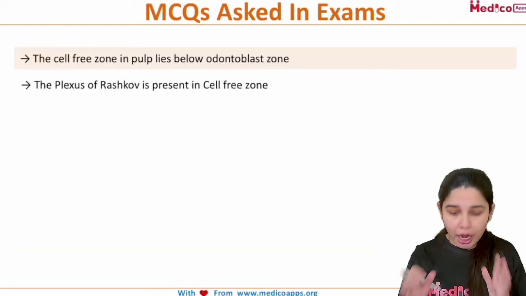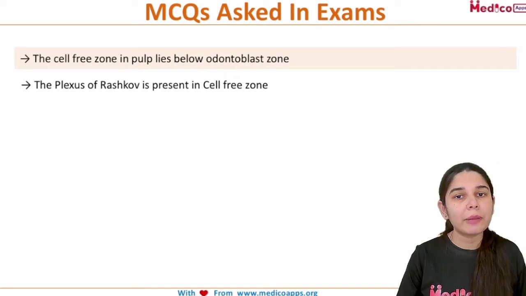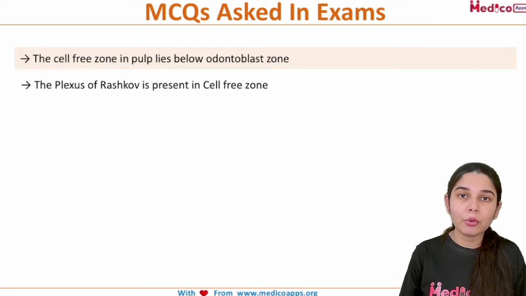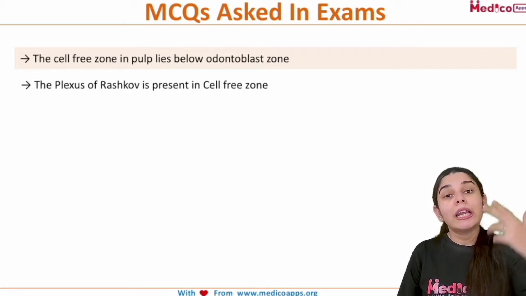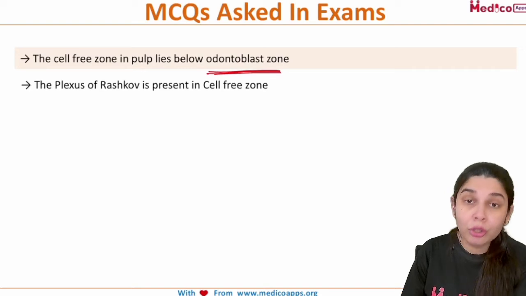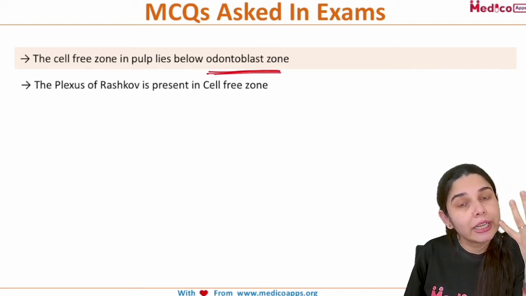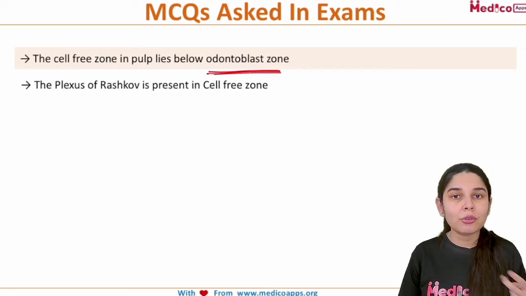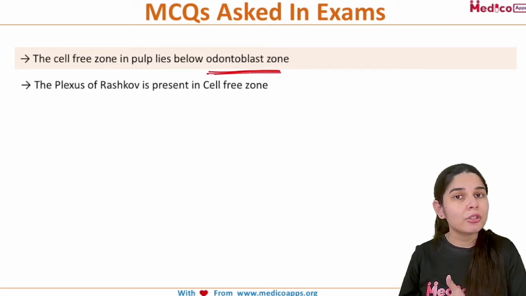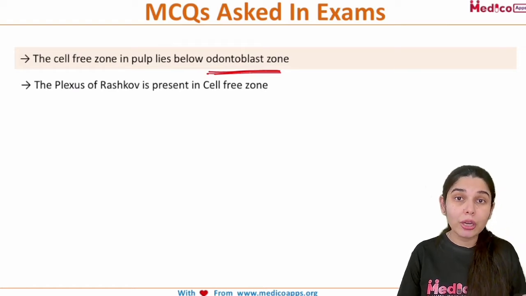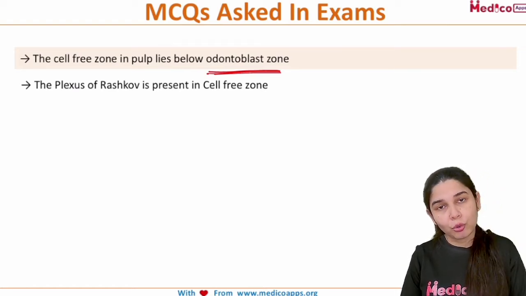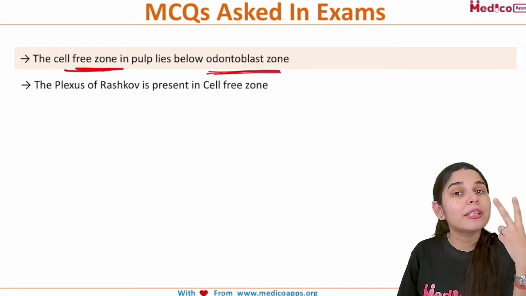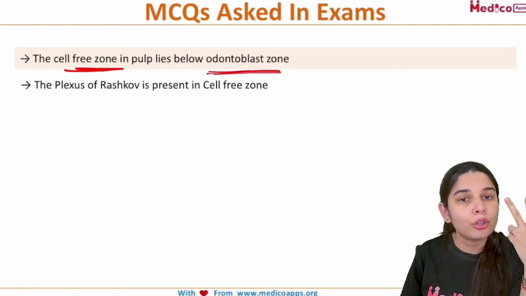Along with that, there are two more MCQs which can be framed from this and have been asked in the examination. The first one is, I have already told you that the cell-free zone lies below what? The odontoblastic zone. Why? Because it has four layers. Just revise with me. The first zone is the odontoblastic zone. The second zone is the cell-free zone or the Weil zone. Third is the cell-rich zone. And the last one is the pulp zone. So here we are discussing the cell-free zone, that is the second layer, below the odontoblastic zone.